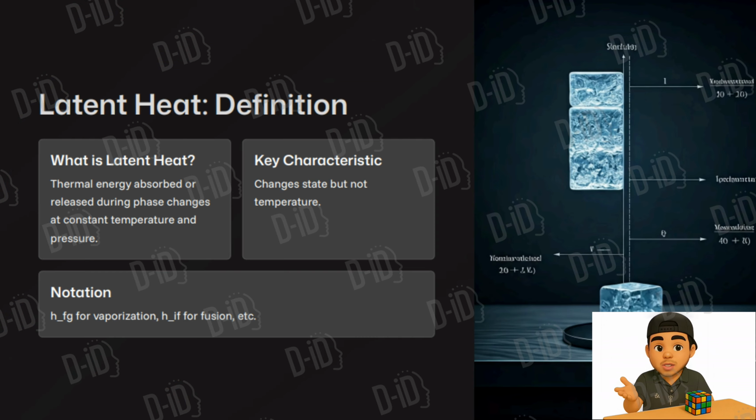Okay, what is the latent heat? The latent heat is the thermal energy absorbed or released during phase change at constant temperature and pressure. The key characteristic is the change of state, but not temperature.